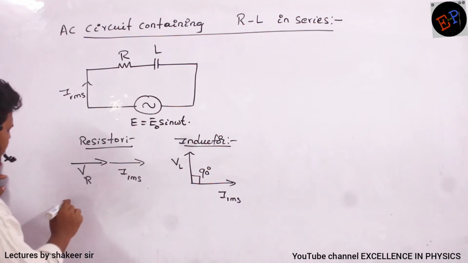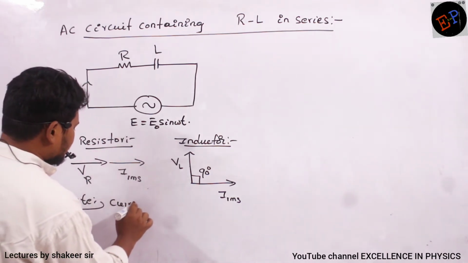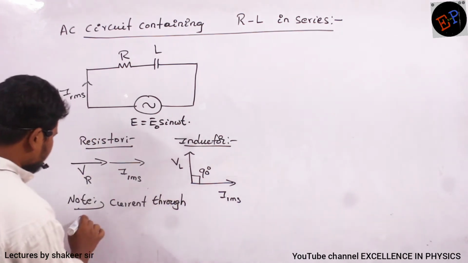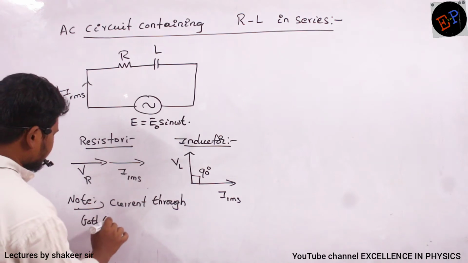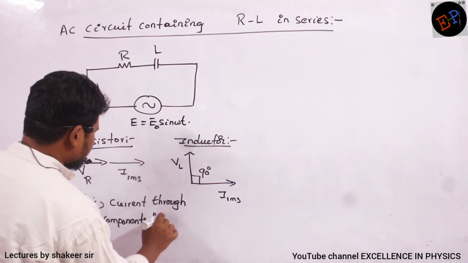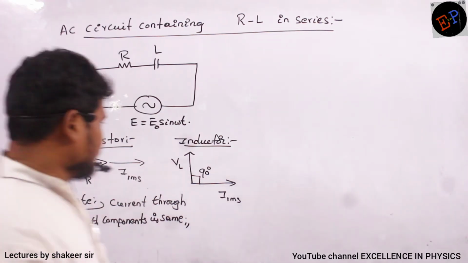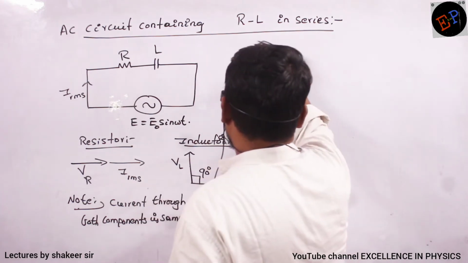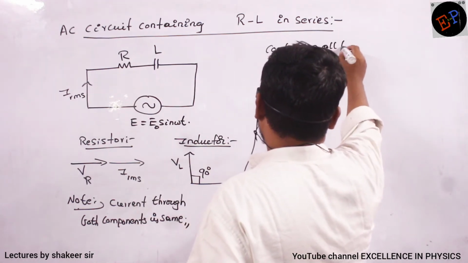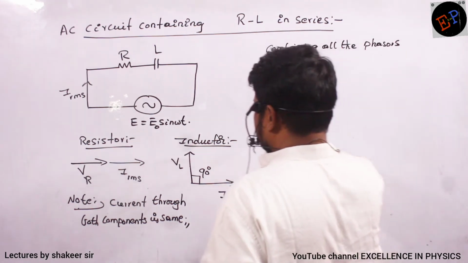So what is the note point here? We have to write the note point that current through both components is the same. Current through both components is the same. Are you able to understand? So therefore, how can I combine them? Combining all the phasors. How can I combine them?